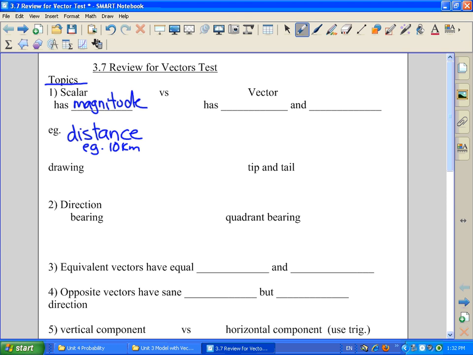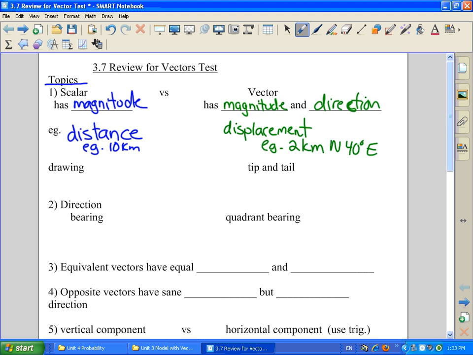Okay, versus a vector, and a vector has not just a magnitude, but a magnitude and a direction. So an example of this would be displacement. An example could be 2 kilometers north, 40 degrees east. Okay, so it has the magnitude and the direction.